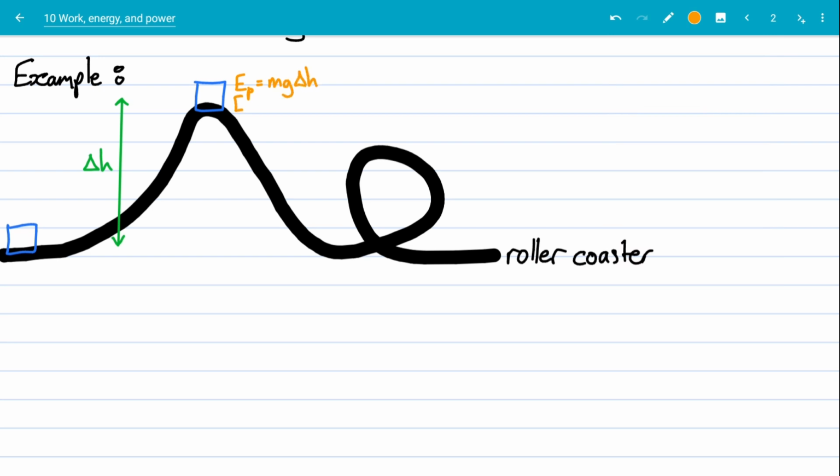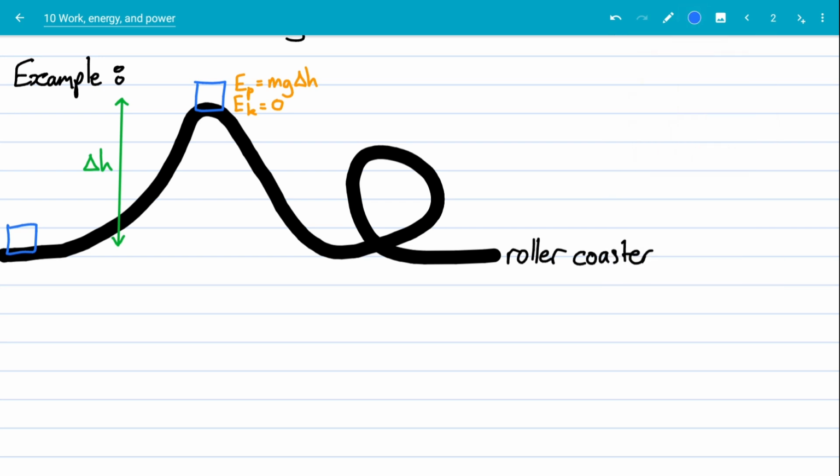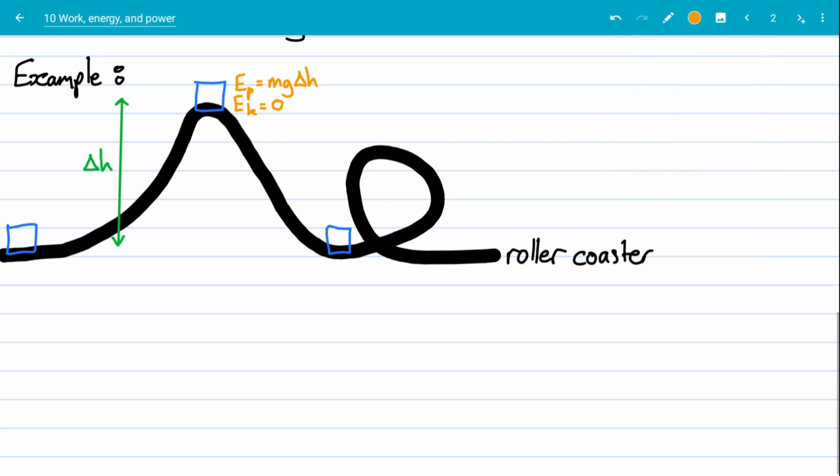And we'll say that it has, let's say, no kinetic energy at the top. Now, obviously, that's impossible because then it wouldn't be able to roll off. It's got to be moving. But let's say it's 0 at the top. Then by the time the roller coaster gets down to here again, it's dropped through that height, h. And at this point, we have our potential energy equal to, let's say, nothing. And our kinetic energy is equal to a half mv squared.